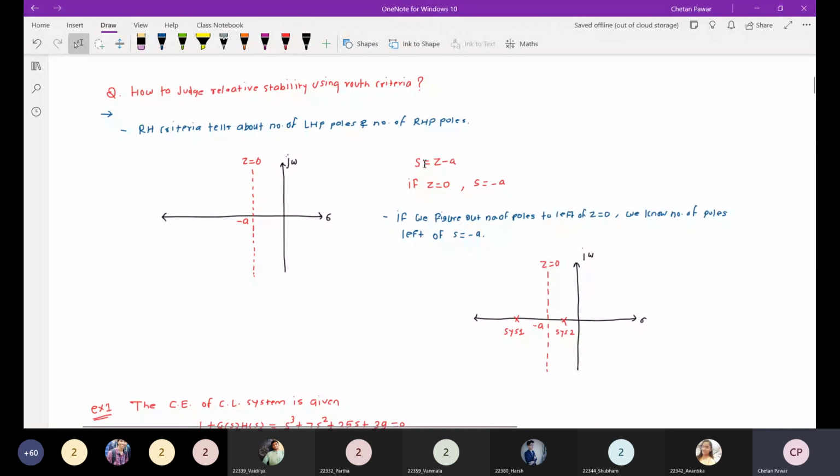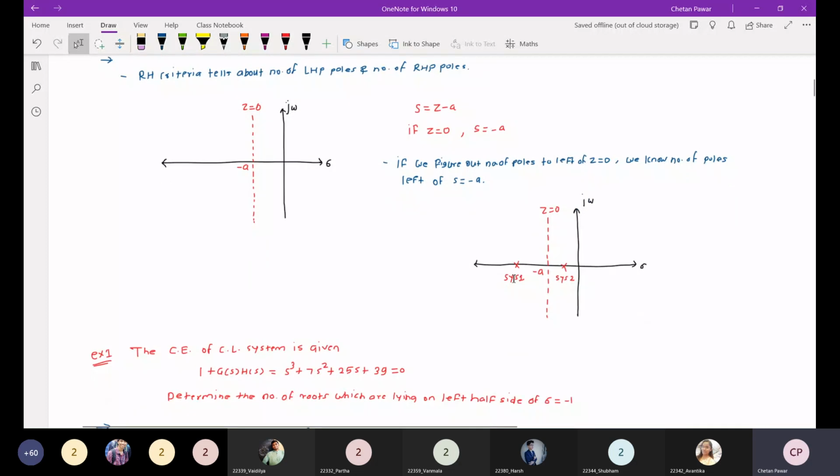Here you can see S is equal to Z minus A. So when Z is equal to 0, S will be equal to minus A. This is the decision boundary, right? If you consider this, this is system 2 and this is system 1. With this, we can say that system 1 is a relatively stable system, because it lies in the LHP of this decision boundary. So we can say that system 1 is a relatively stable system.